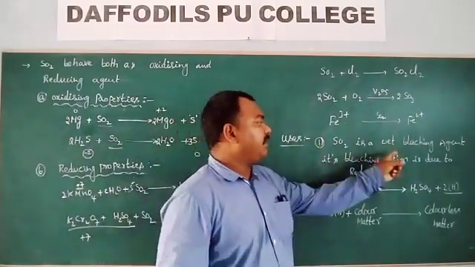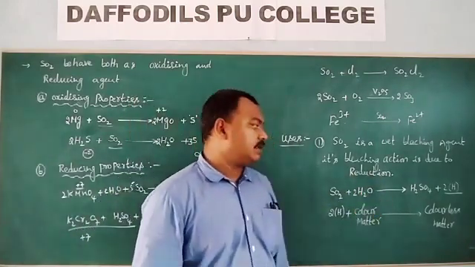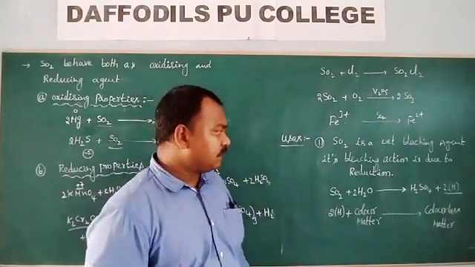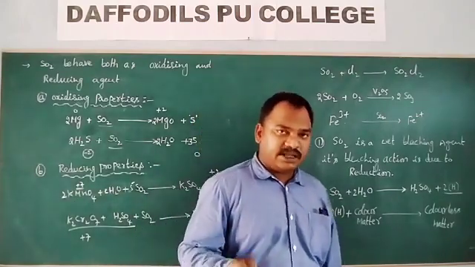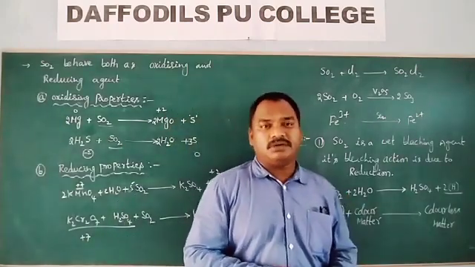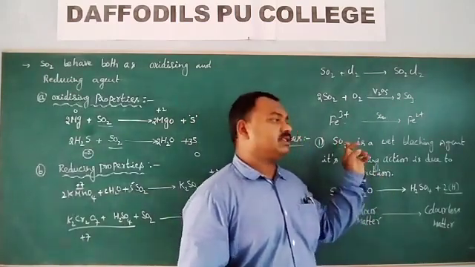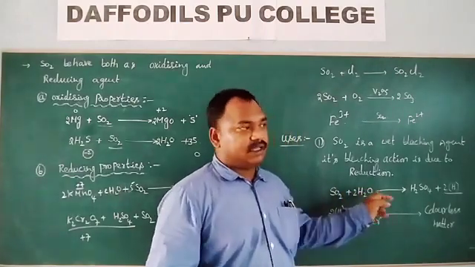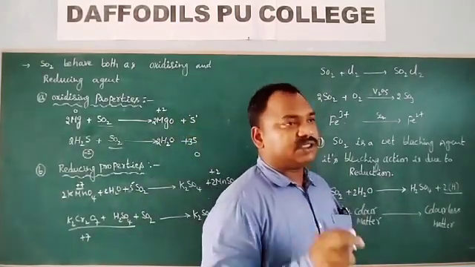So sulfur dioxide behaves as a bleaching agent. Its bleaching action is due to the reduction. Ozone also is a bleaching agent. Its bleaching action is due to oxidation. It is a dry bleaching agent. For the bleaching action of ozone, you don't require water. But the bleaching action of sulfur dioxide requires water. Hence, it is a wet bleaching agent. Ozone is a dry bleaching agent.